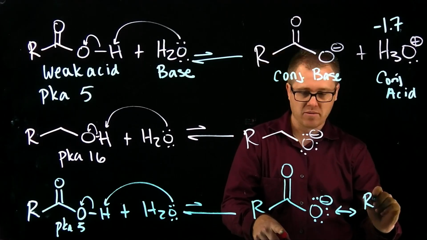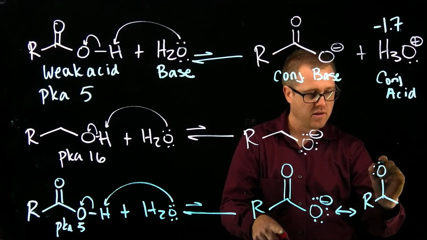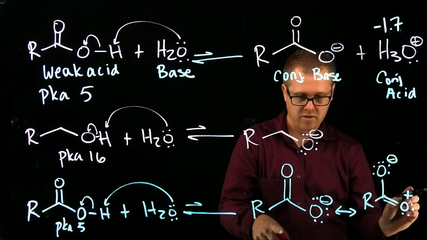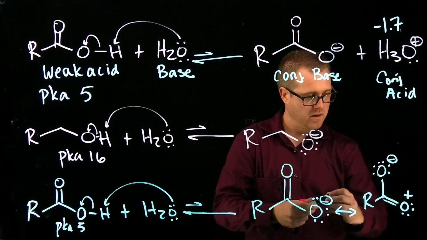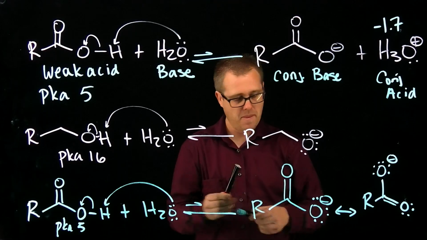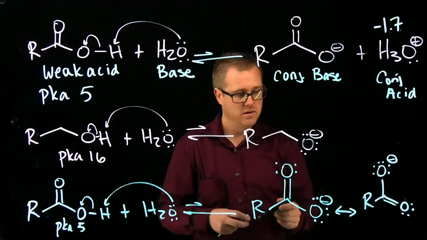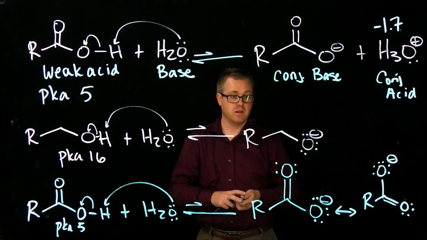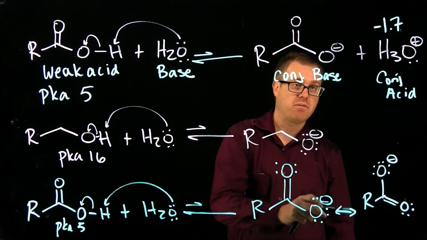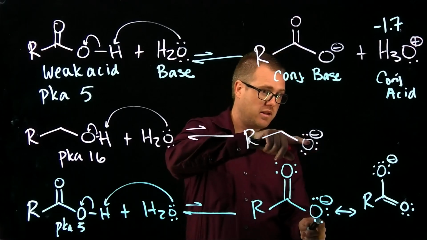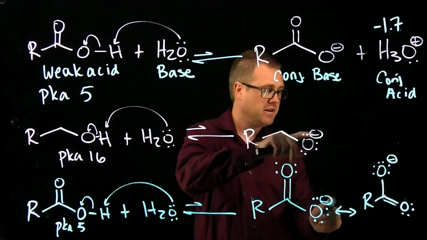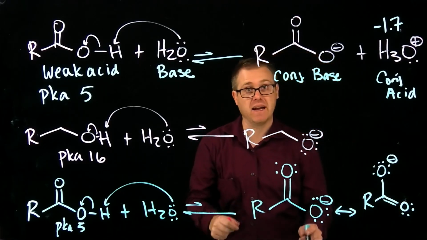I might run out of board space, so I'm going to crunch this. What you see, the carboxylate right here has resonance. So it's resonance stabilized. Both the alkoxide and the carboxylate have an electronegative atom with a negative charge, which is stabilizing. But the carboxylate has resonance, which stabilizes it more.